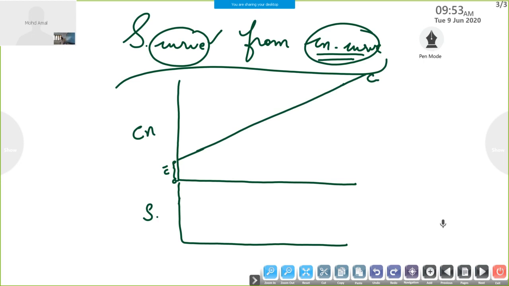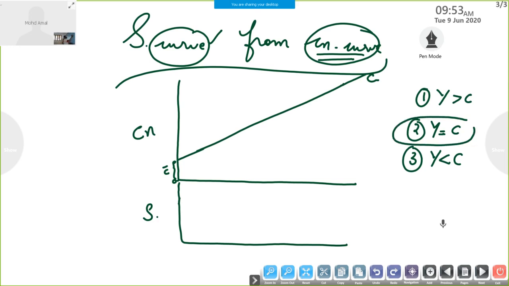Okay. We need saving curve. That time we have to think about three situations of saving. First one, when Y is greater than C. Second one, Y is equal to C. Third situation, Y is less than C. So we can take out when income is equal to consumption, that time what is happening? Saving is equal to 0 or break even point. This point shows break even point. So try to make a break even point.